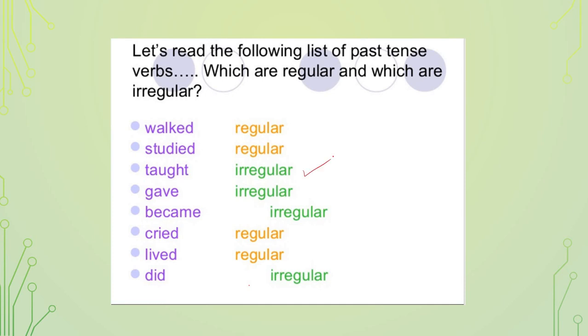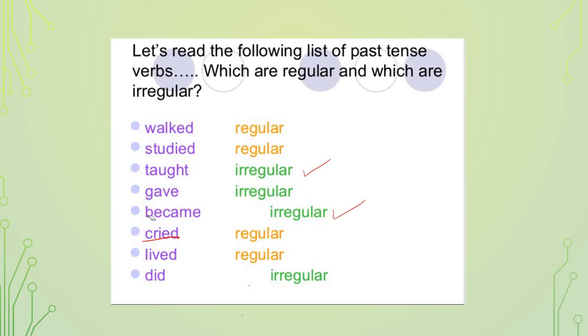So irregular verb. Gave. The present tense is give. And for making it past tense, we have written gave. We have not added ed. So it is an irregular verb. Became. The original word is become. From become, it became. So became is also irregular. No ed has been added. A different rule has been used. Cried. See, the original word is cry. And from cry, we made cried.